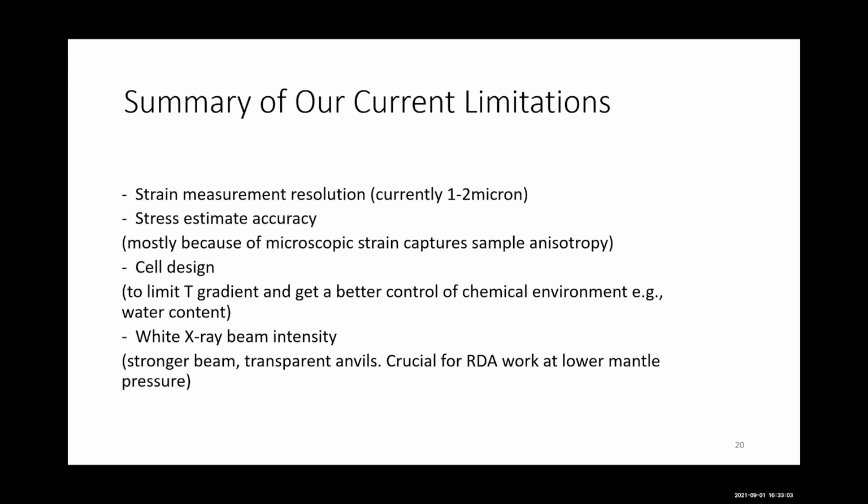Another point that I maybe didn't mention enough is cell design. There is some problem in some experiments with temperature gradient, so better control of the temperature gradient could be really interesting. And also chemical environment. Here I'm thinking mostly of water content, and how to control water content during deformation. And finally, especially for RDA, it would be crucial to have white X-ray beams that are intense enough to be able to continue work on lower mantle deformation. And that's it.